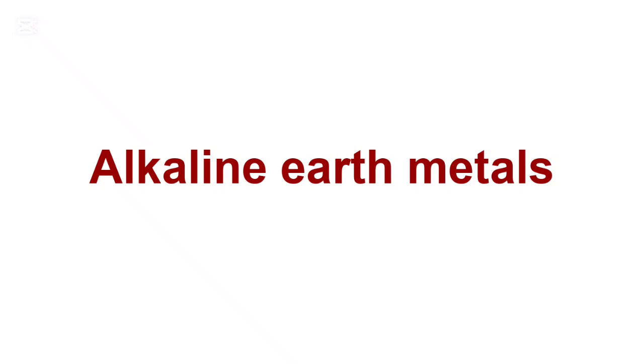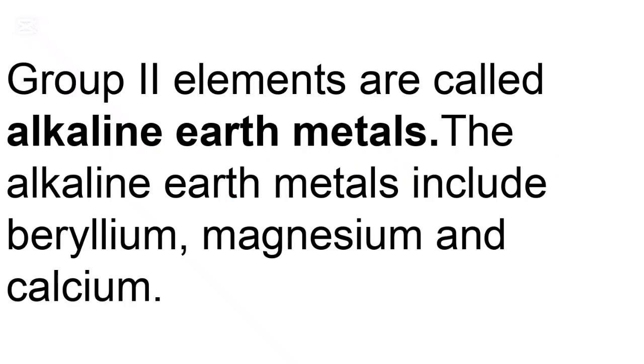We are going to learn about alkaline earth metals. Hope you will enjoy the lesson. Group 2 elements are called alkaline earth metals. The alkaline earth metals include beryllium, magnesium, and calcium.